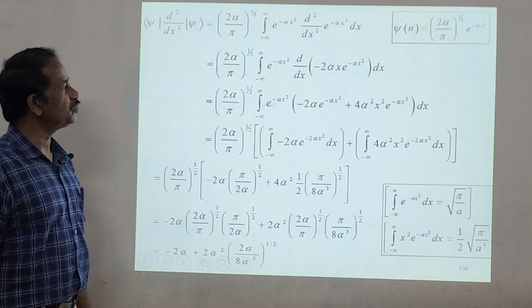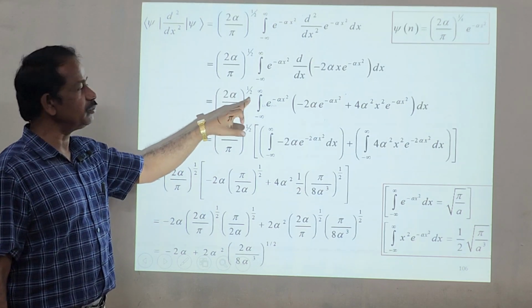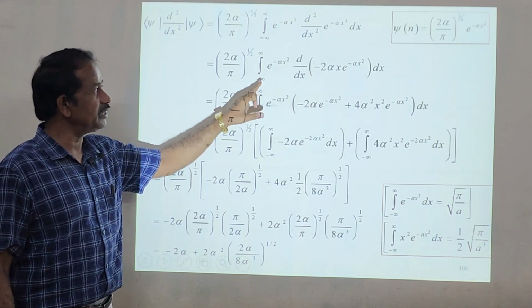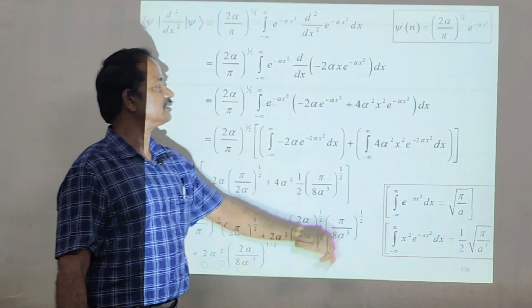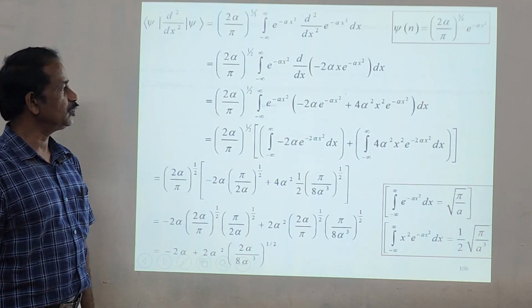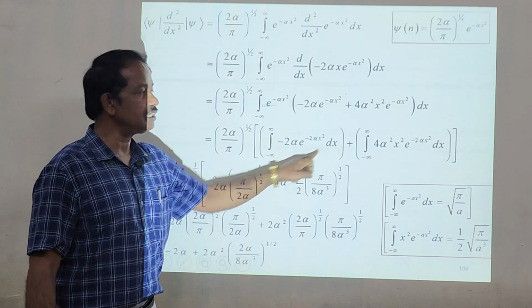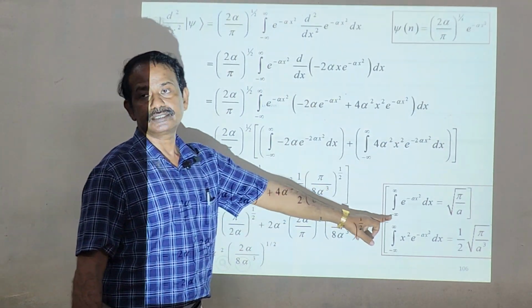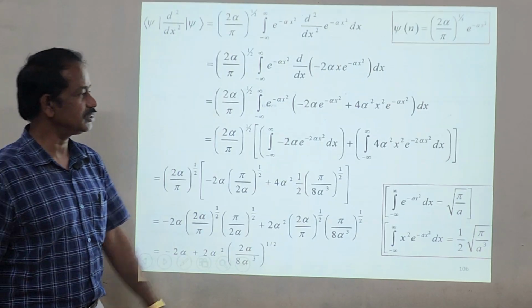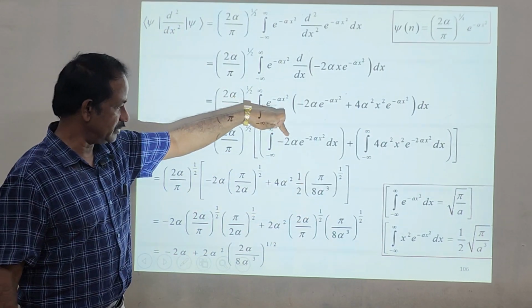Okay. So you will get 2 alpha by pi to the power 1 by 2, integration minus to plus infinity, this term multiplied by this term. You multiply this term here inside. So you will get this expression. So individually we can integrate now. So we have integrals, using these standard integrals. Using the standard integrals, we can integrate this.